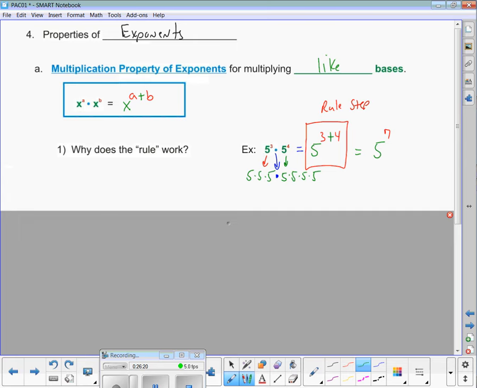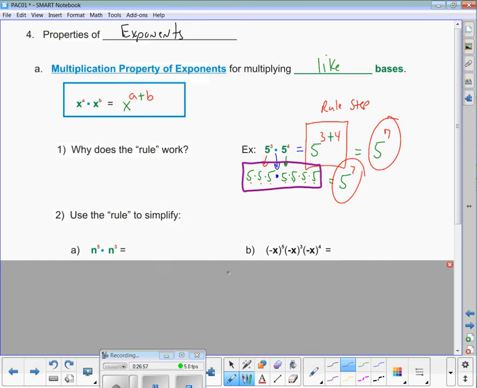So now look what we've got. Look at what this is. What's the base? The base is a 5. And what's the exponent going to be? 1, 2, 3, 4, 5, 6, 7. 5 to the 7th power. Look at that. It worked. Didn't the rule give us the same answer? It did. And of course it's going to, as long as we do it properly. So what does the rule do? What does the property do? It saves you time. It saves you from writing out all those 5s and counting them up. That's exactly what's going on. Not a hard rule to deal with.